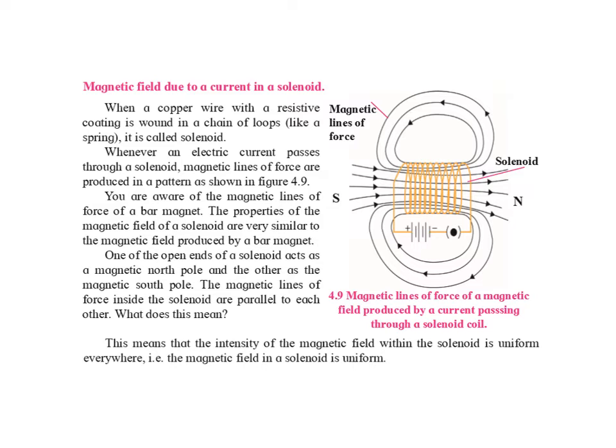That is, the magnetic field in a solenoid is uniform, and the strength of the magnetic field around a solenoid increases as the number of coils or number of loops in the solenoid increases.